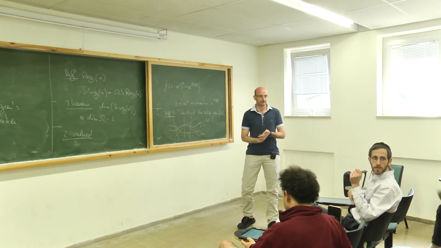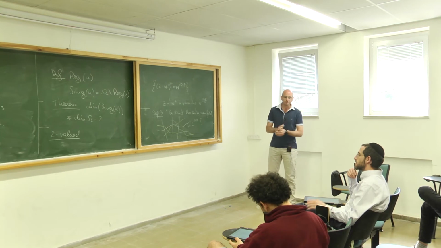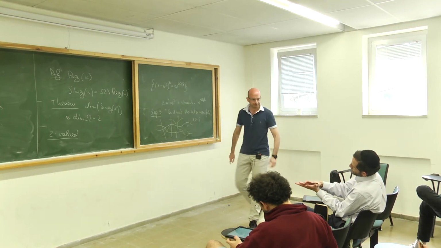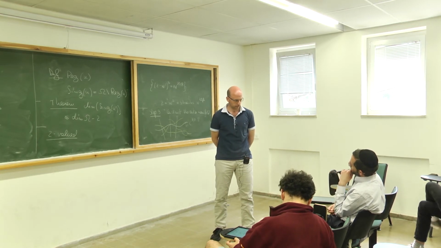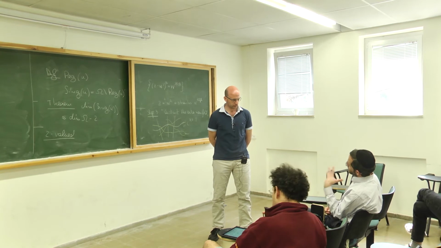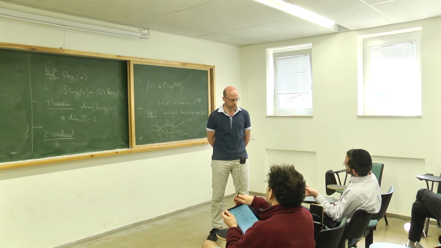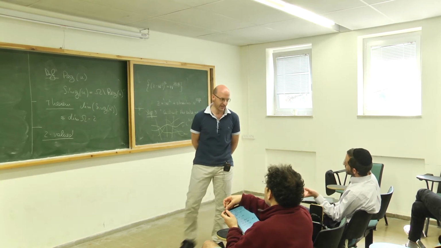Are there any questions? So the points of multiplicity 2, in the end, they have to be codimension 2. You prove that they have to be codimension 2, yes.